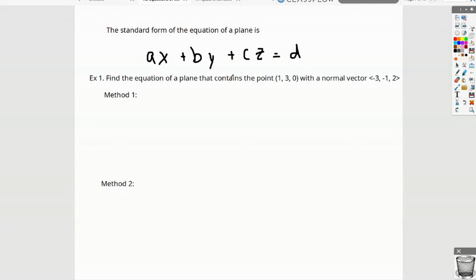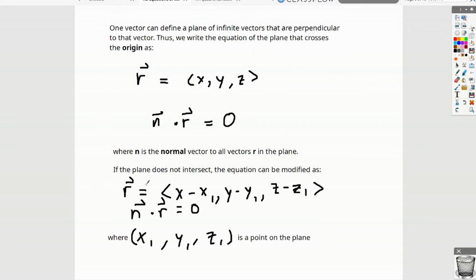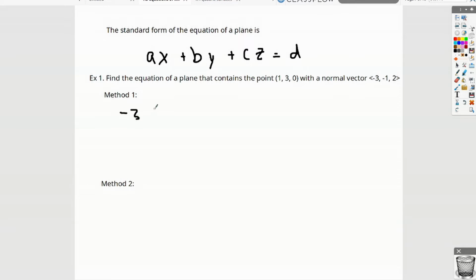So the equation of a plane that contains this point with a normal vector -3, -1, and 2. Method 1, the first method you could do is this. You would do -3 times x minus 1, because it contains this point, minus 1 times y minus 3, plus 2 times z minus 0, which is just z, is equal to 0.